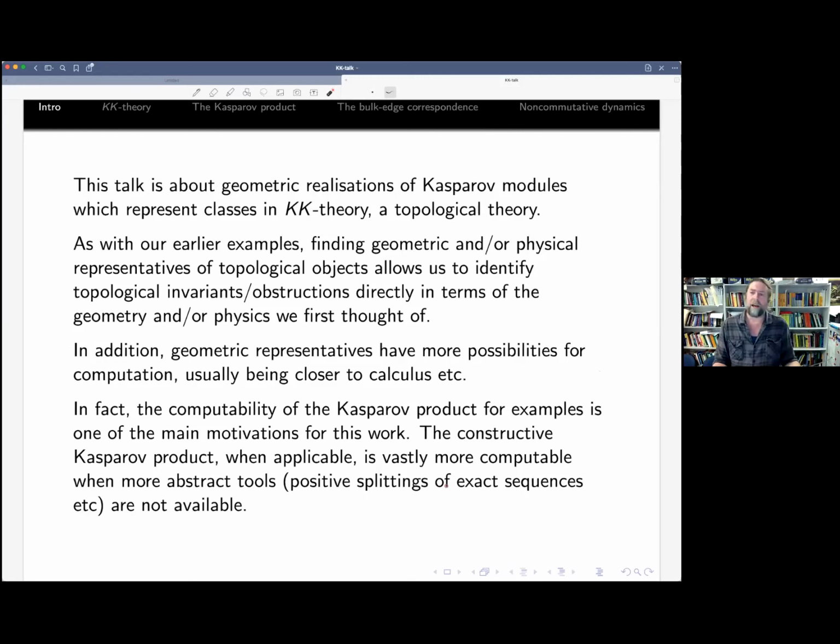So the idea of this talk is about geometric realizations of Kasparov modules, which represent classes in KK, which is topological, of course. Trying to find more geometric representatives can help guide us in the non-commutative world, for one thing, but usually they're a bit closer to calculus and give us more computational tools. And the computability is actually the thing that's most helpful in this setting. In the more abstract setting, one would try to use positive splittings of exact sequences to do Kasparov products and so on. But very often you don't get an exact sequence with a positive splitting, so you can try and do something else. But I'll say something more about that later.